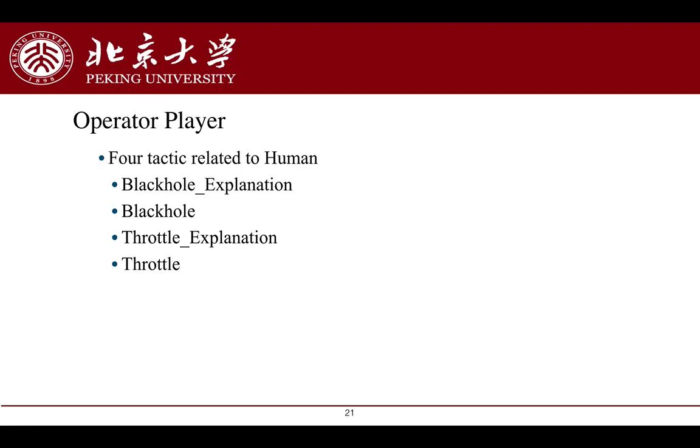There will be 4 tactics associated with operator player. The tactic explanation is the action of providing explanation to the operator before assigning him black hole or throttle tactic. To recap a little bit, black hole tactic is trying to identify the malicious client and add them into a blacklist, while tactic throttle is trying to limit the request rate from malicious clients. Note that we can provide explanation for every tactic, as the operator's capability and willingness to perform different tactics could be various, or different tactics would be assigned to different operators.